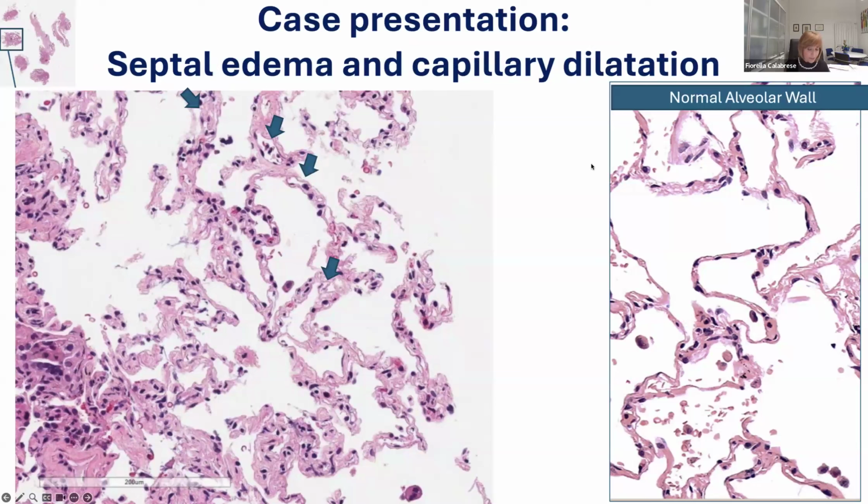And the high magnification of another sample, the sample less affected by crush artifact, revealed a septal edema and capillary dilatation. Usually, capillary walls and capillary lumen are not so clearly seen in normal alveolar wall, as you can appreciate in this image on the left of the slide.